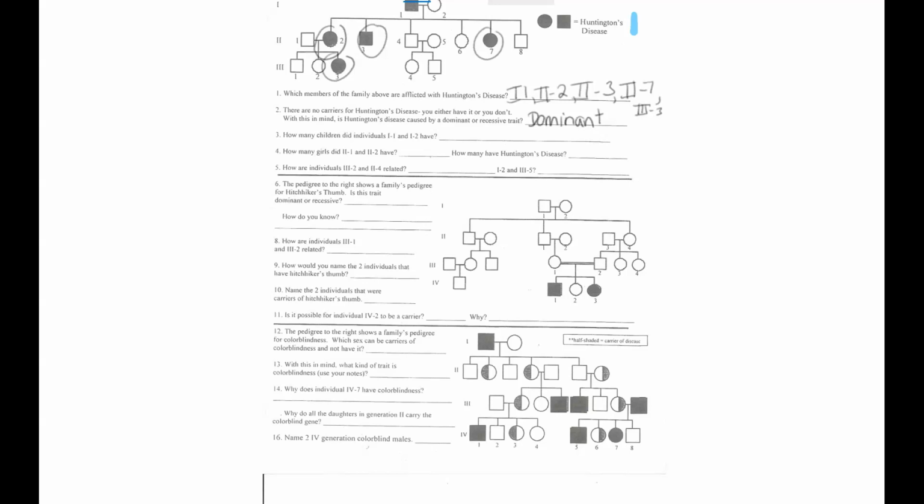So number 3 is, how many children did individuals I-1 and I-2 have? So altogether they have this child here, 1, 2, 3, 4, 5, and 6 altogether.